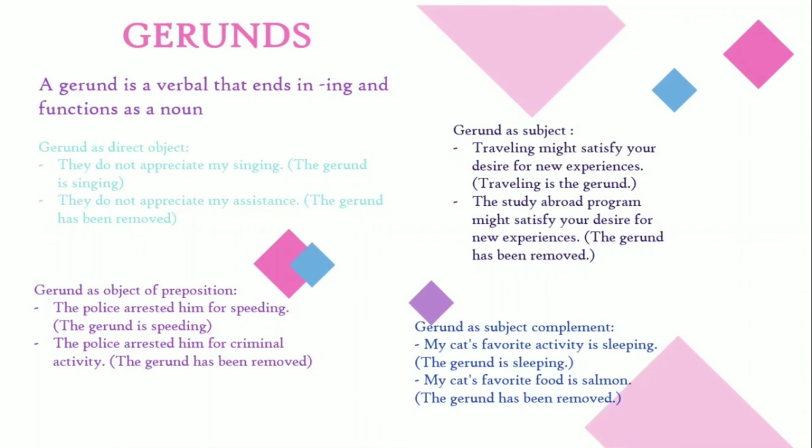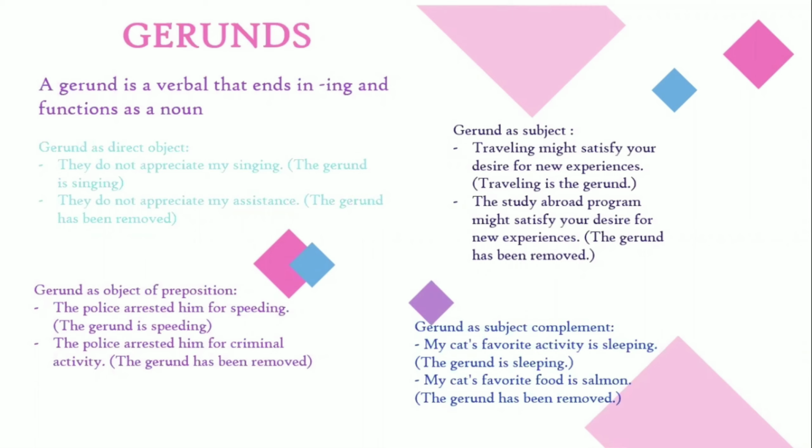Gerund. A gerund is a verbal that ends in ing and functions as a noun. Gerund as direct object. For example, first, they do not appreciate my singing, where the gerund is singing. Second, they do not appreciate my assistance, where the gerund has been removed. And gerund as an object of preposition. First, the police arrested him for speeding, where the gerund is speeding. Second, the police arrested him for criminal activity, where the gerund has been removed.